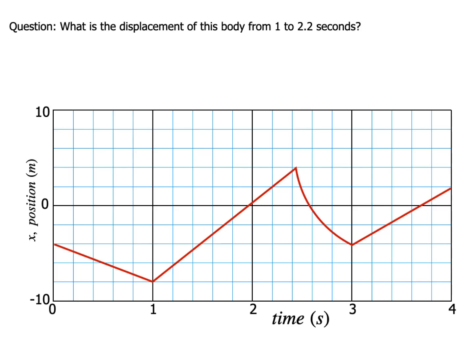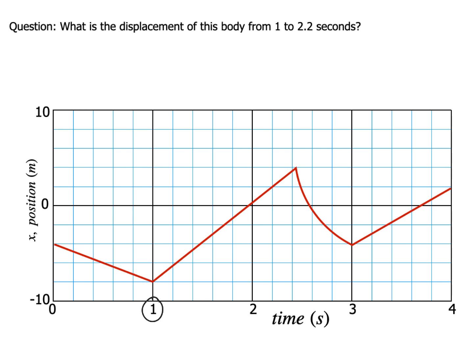The question is, what is the displacement of the body from 1 to 2.2 seconds? So to find the displacement, I have to remember that displacement is the change in position, and position is the vertical axis on this graph. So when I look at this, I'm going to find my two positions at the two times given in the question, at 1 and 2.2 seconds.